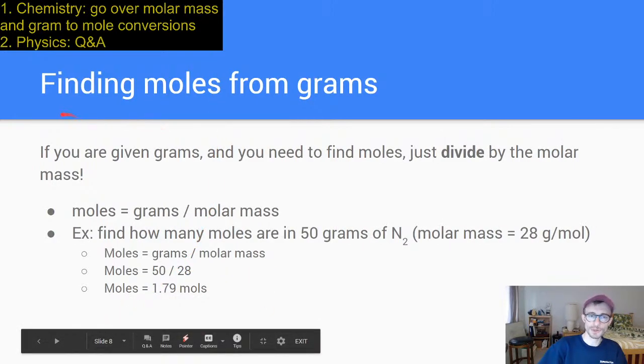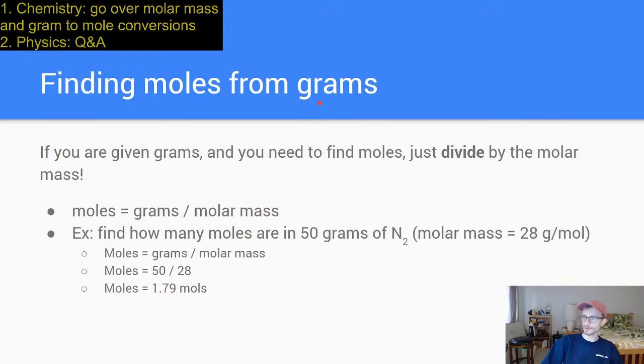So finding moles from grams is sort of the other way around. And like math, you know, when you do things the other way around, the process is a little bit different. So if I have grams and I need to find the moles, I just have to divide by the molar mass. So last time we multiplied by the molar mass, now we're going to divide by the molar mass. So the formula is similar. If I want to find moles, I just take the grams that's given to me and I divide by whatever the molar mass is.